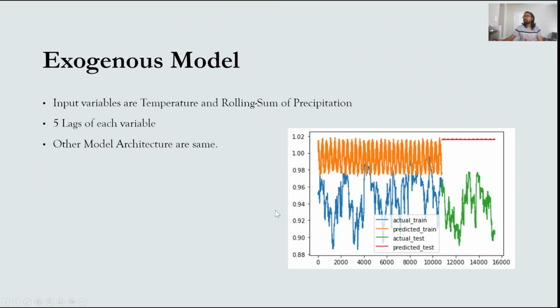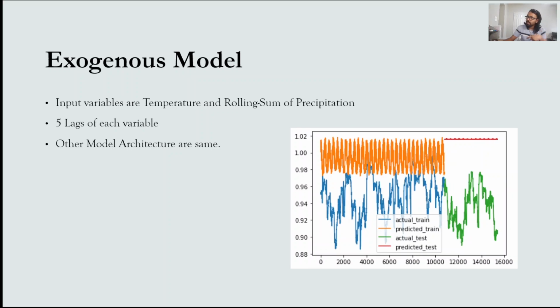So at the end, I also tried an exogenous model by downloading the temperature and precipitation data from 1981 to 2023 from PRISM data. And by doing that, I provided 5 lag variables of both temperature and rolling sum of precipitation. The exogenous model, by just providing 2 different variables to predict the water level elevation, was not doing well, and it wasn't even able to capture the trend.